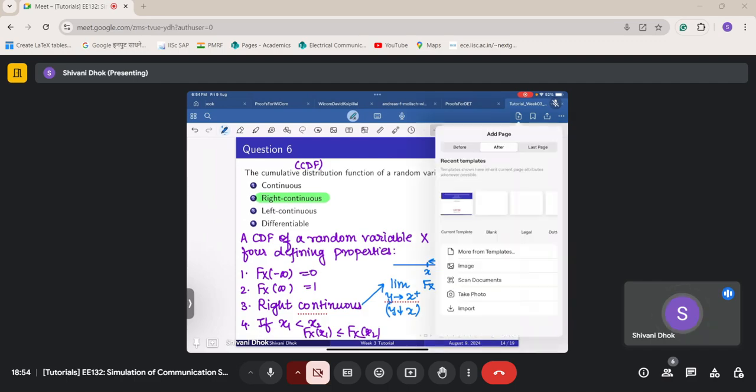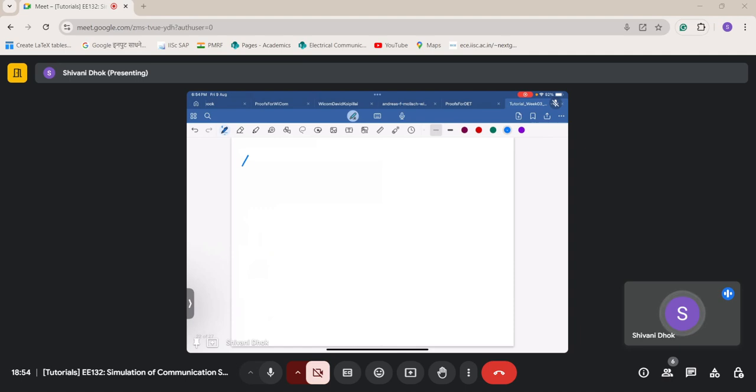Okay, so for an example, let's say I have a random variable x, which is a Bernoulli random variable. So Px of x, x takes values 0 and 1. So x is equal to 0 with probability 1 minus p, and it is equal to 1 with probability p.